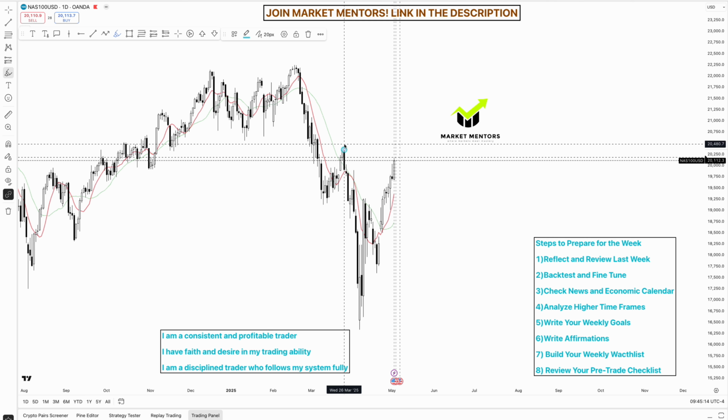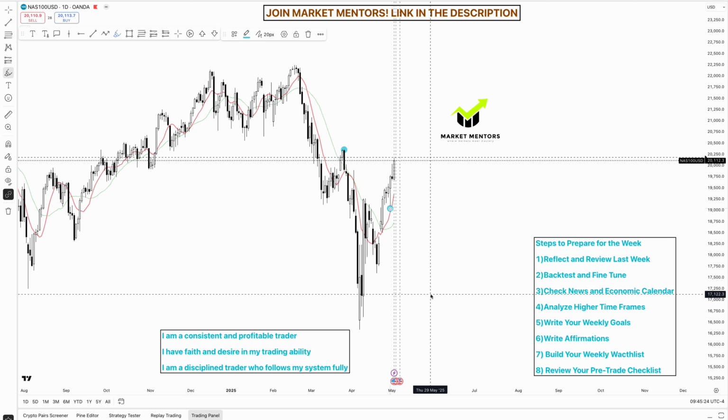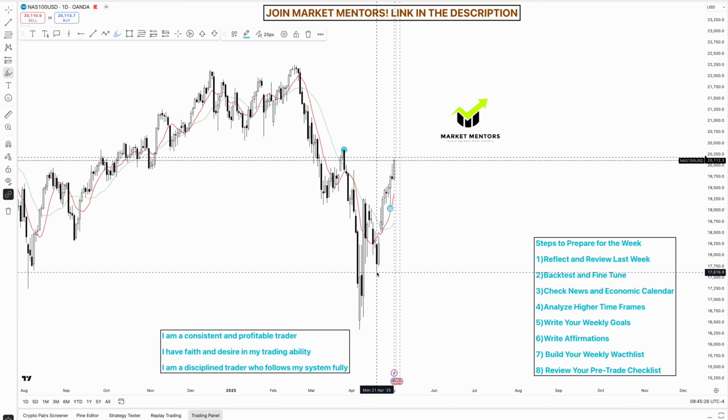Or it could push up, sweep this liquidity, probably go down here, sweep this liquidity, then go back up. We'll see what happens. It could also just sweep this liquidity and start to push down and just keep going down further, sweeping all this liquidity as well too eventually.